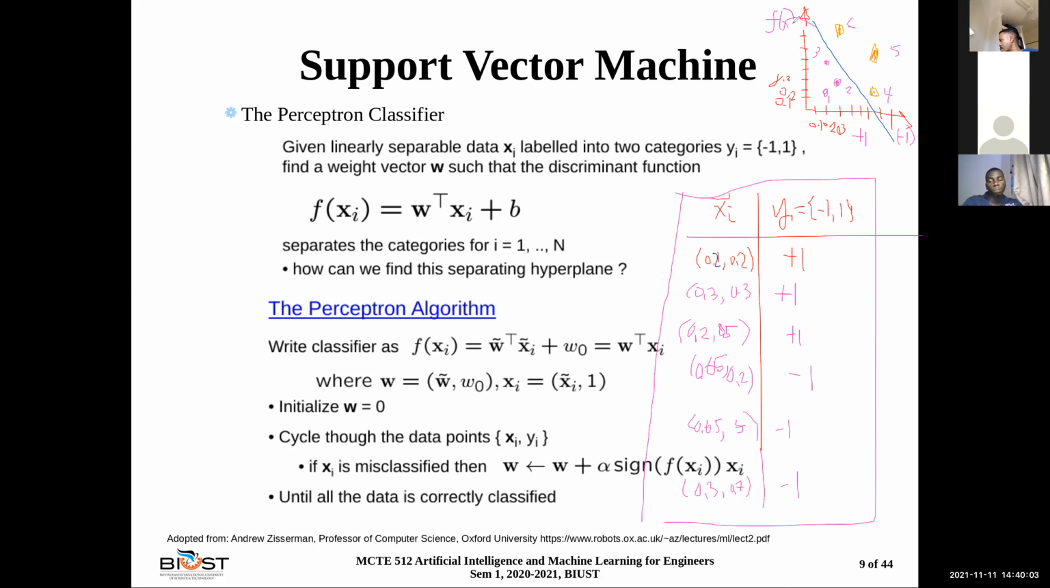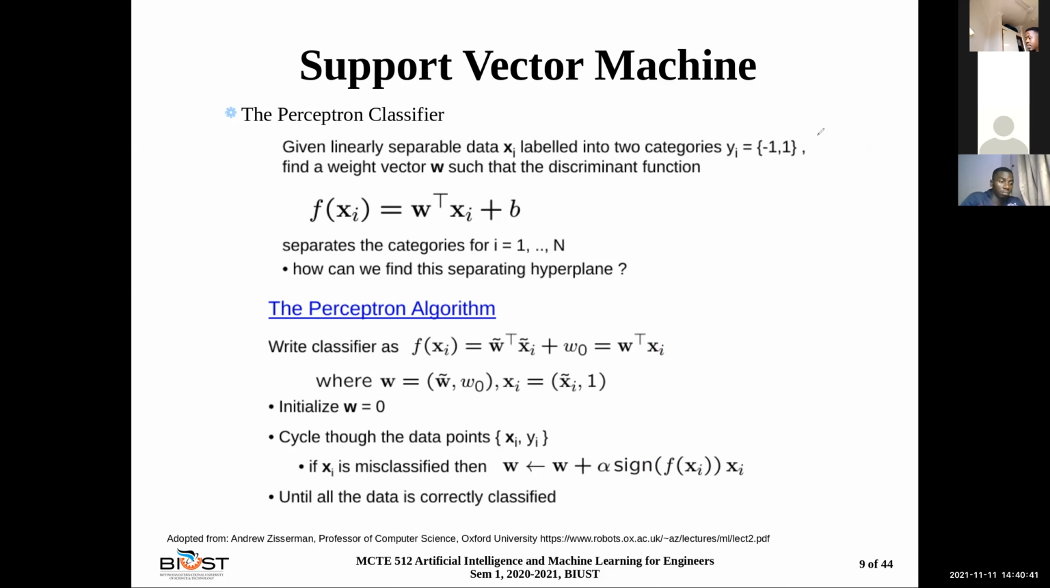Given input x, for example, we input this into that function, and it will result in a classification. In this case, we say that the classification is positive 1 if the function value is greater than 0, and negative 1 if the computed value is less than 0. Okay, so now let's continue.